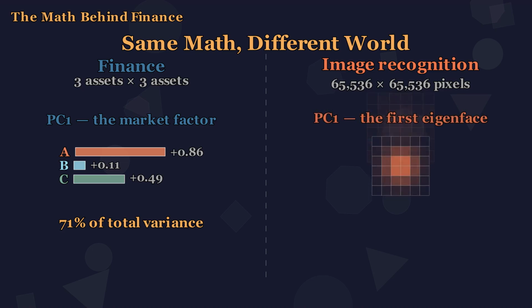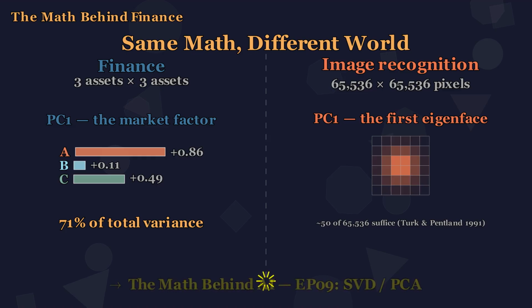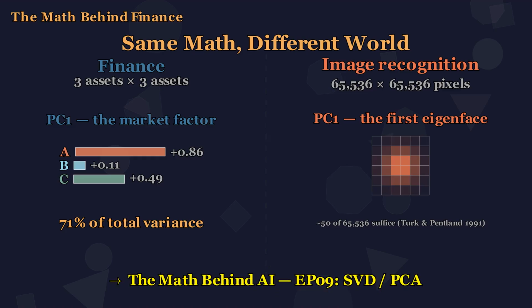And on the AI side, the first eigenvector of that 65,000-dimensional covariance matrix is the first eigenface, a ghostly average pattern that captures the largest direction of variation across all human faces. Turk and Pentland showed in 1991 that 50 to 150 eigenfaces out of tens of thousands are enough to recognize a face with 96% accuracy. Same math, two worlds. If you want to go deeper into this, watch episode 9 of The Math Behind AI.